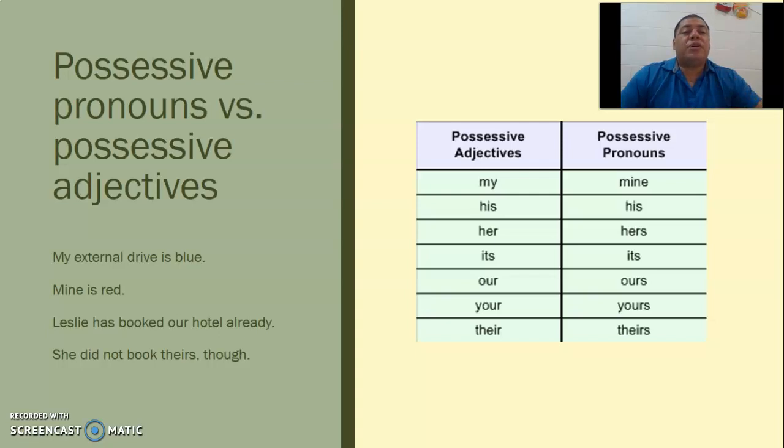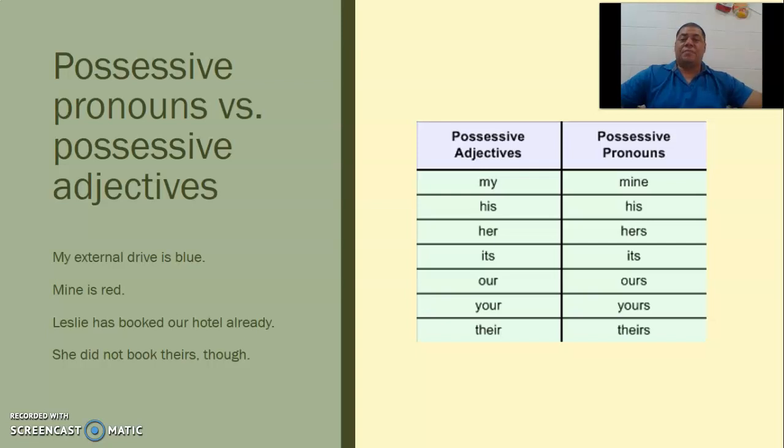She did not book theirs, though. She did not book what? Theirs. What is theirs? Their hotel. So she booked our hotel, but she didn't book her hotel. Her hotel and other people's, right? So she did not book theirs, though. That means that theirs is acting as the direct object in that sentence.